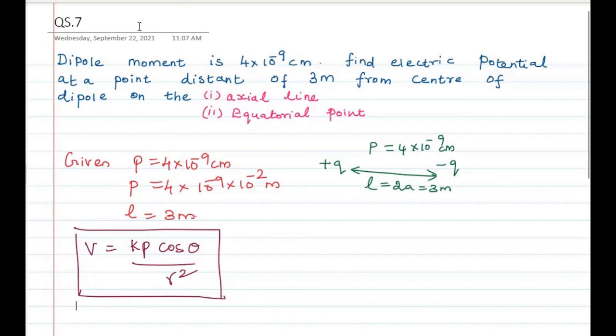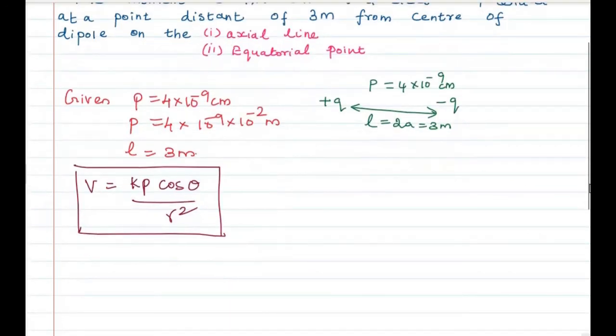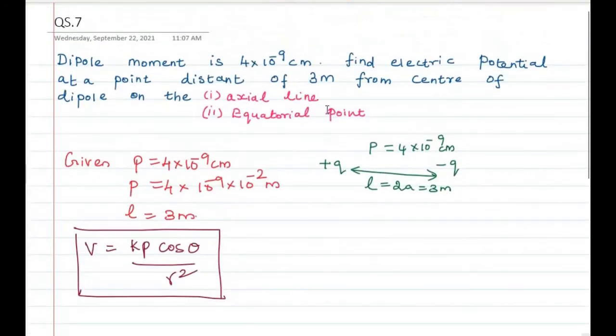Now they asked to find the potential at the axial line. So the axial line, this is your axis, and some point here. Let it be A. What is the potential at this point A? So substitute all the values.